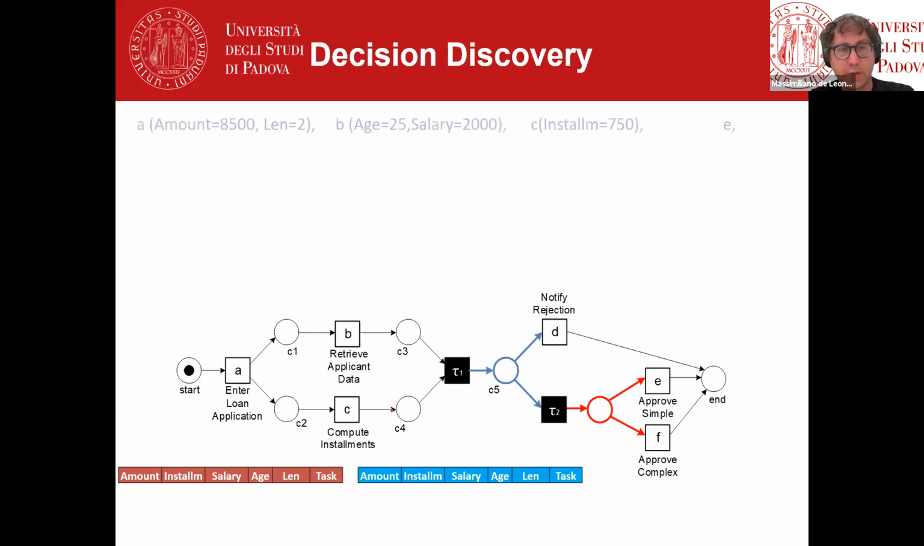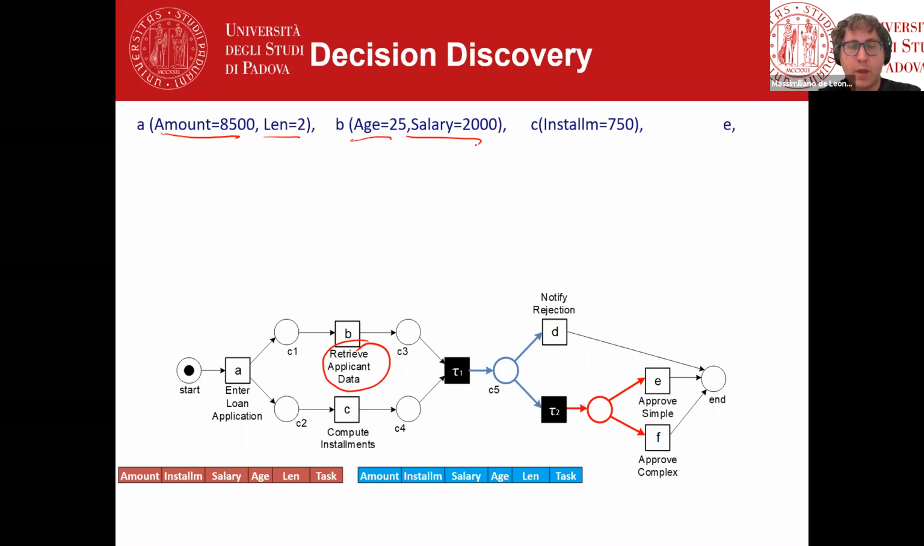Let's suppose that we have a trace, A, B, C, E. And this is about applying for a loan. At the beginning, you ask for a loan of a certain amount and the length, for example in terms of years, of your loan. Then at a certain point, you retrieve the applicant data, so you provide age and information about your salary. In parallel with retrieving this information, you compute installments. And then at the end, you decide to approve. So what you are doing here is following this path: you go parallel, then you merge, and then you continue this way.